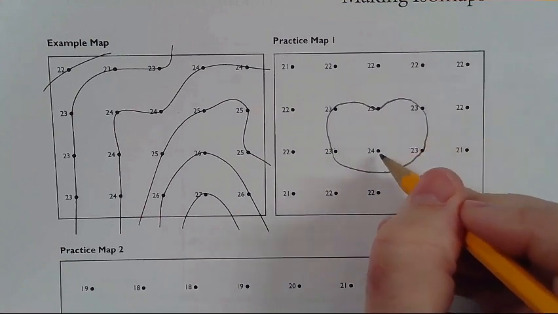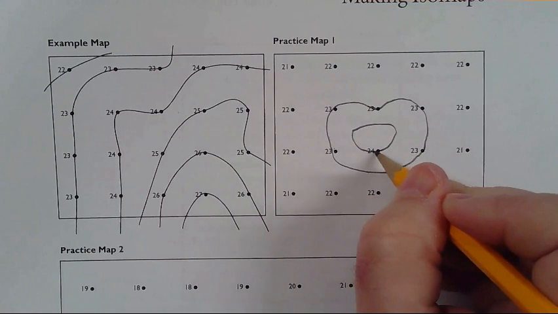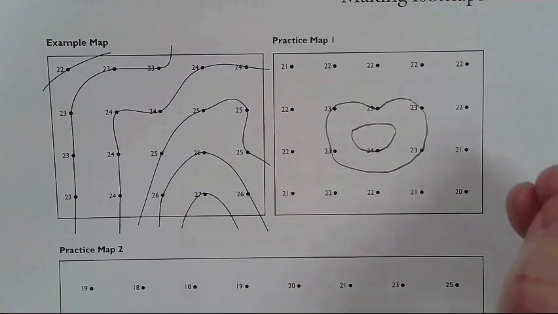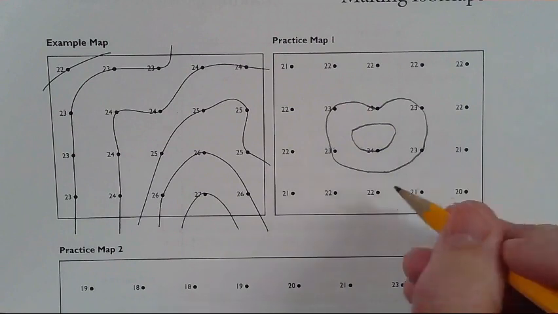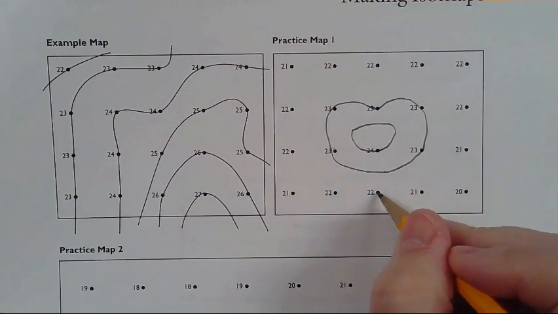Now, if I do a 24 line, that must be just in here somewhere. Kind of estimate a little loop possibly for that. Okay, go ahead and do this on your own paper. The next line I'm going to do is a 22. So the 22, you can start on any point. I'll just choose this one.